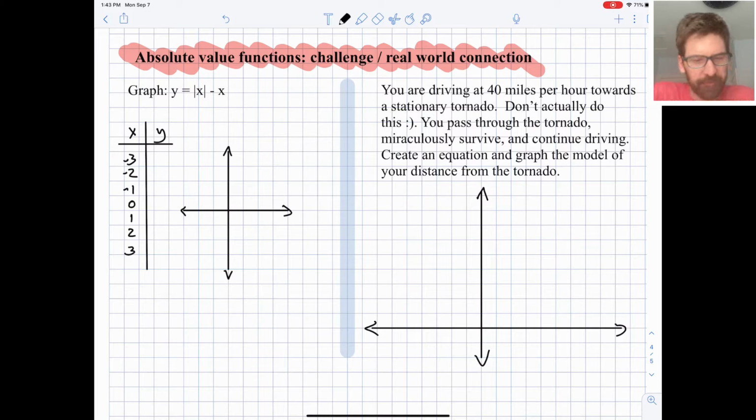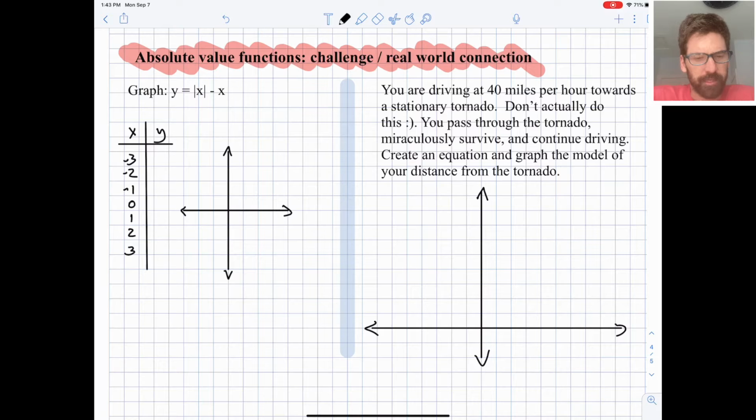It looks like an interesting function, y equals the absolute value of x minus x. So we have an absolute value piece and then just a regular linear piece, the minus x, kind of combined together. So I think the easiest way to do this, it's probably hard to think about what this might look like just using your brain. Let's make a table, plug in some points.